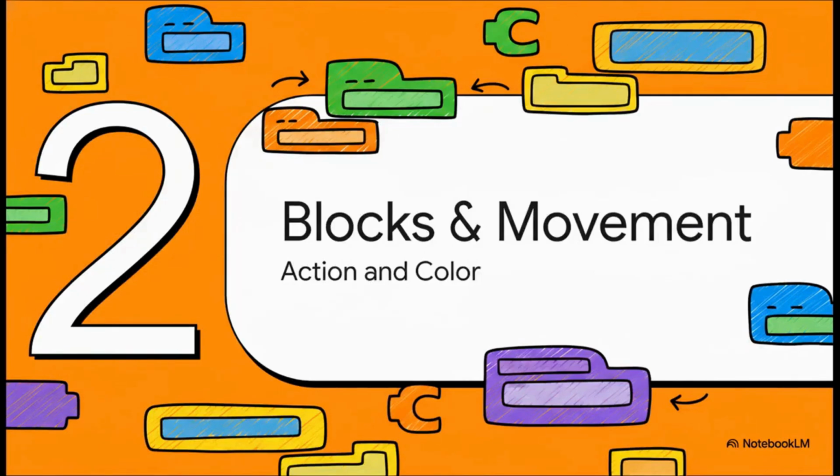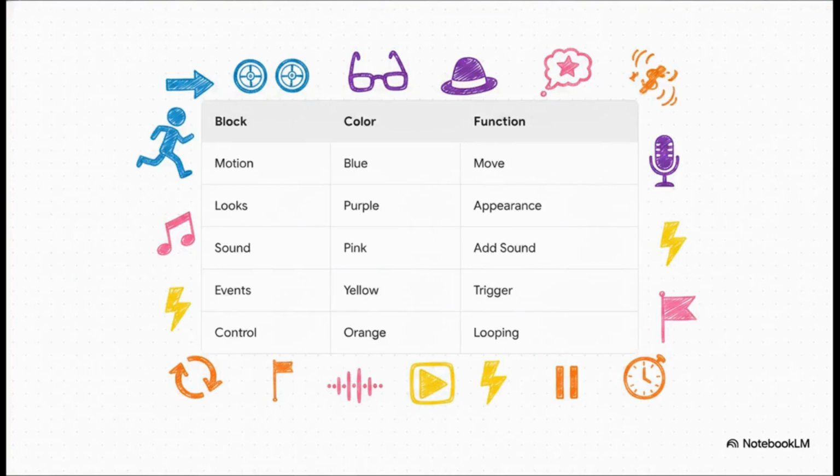Moving right along to part 2, code blocks and sprite movement. Let's add some action and color to this. Since we don't type text-based code in Scratch, we use these vibrant, color-coded blocks to make things happen. You're going to want to pay super close attention here, because visualizing this cheat sheet is basically going to be your superpower. And spoiler alert, it is heavily tested in our quiz later.